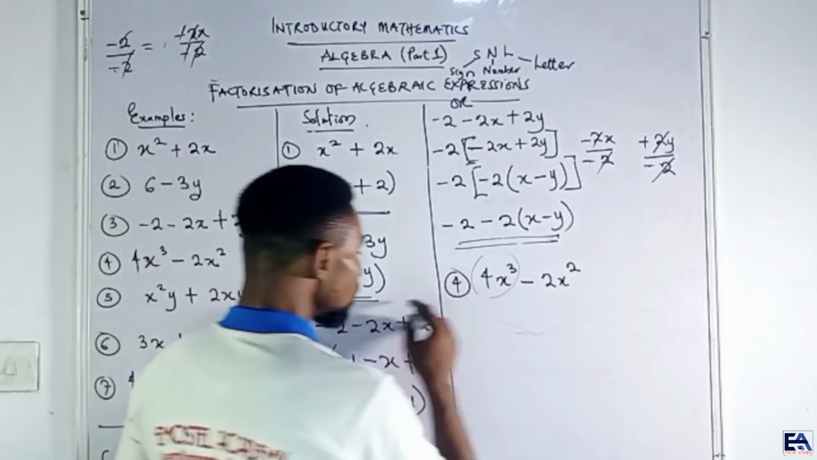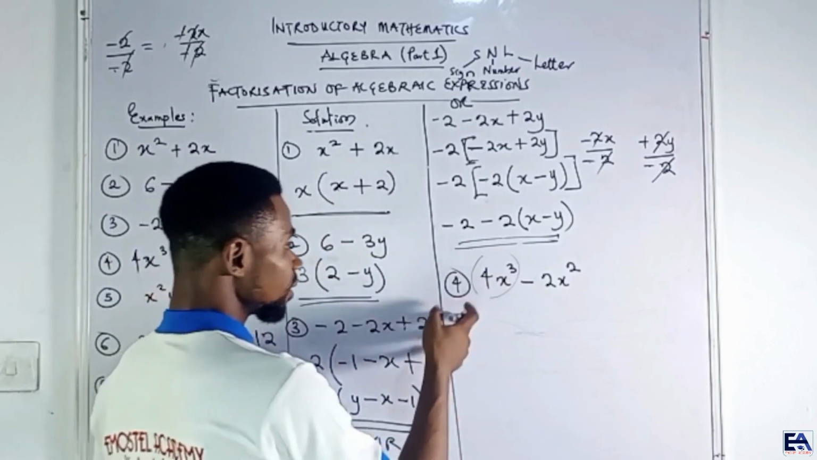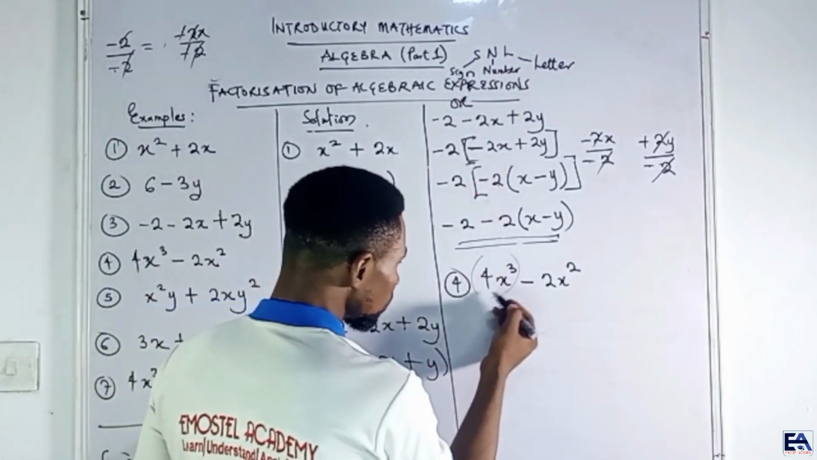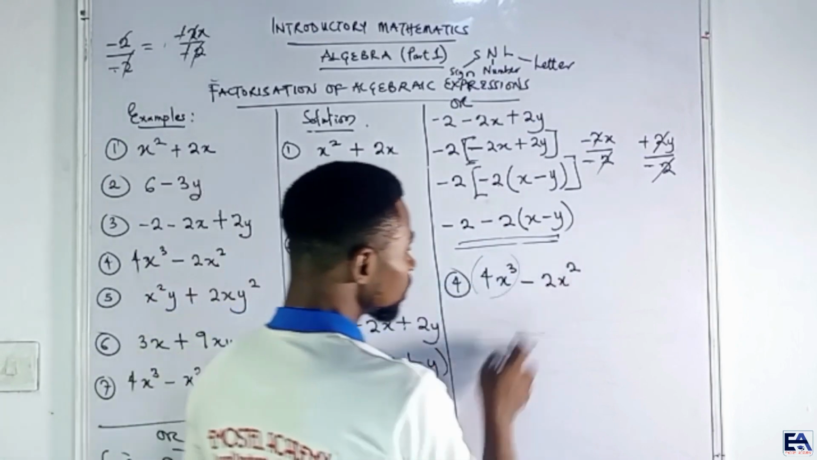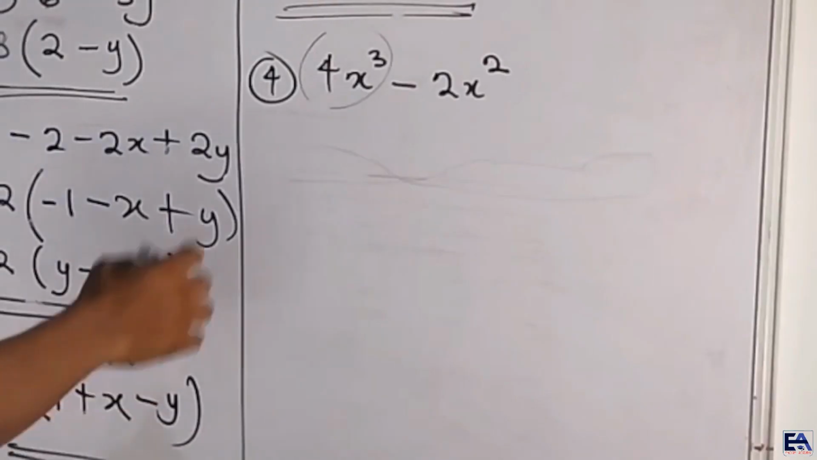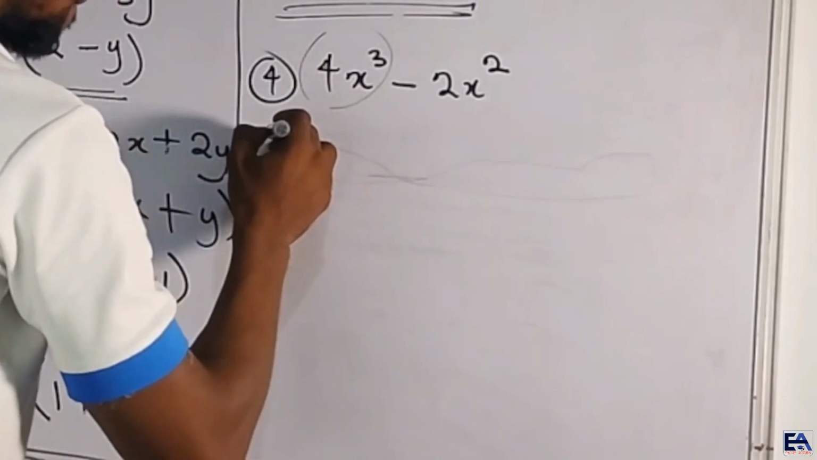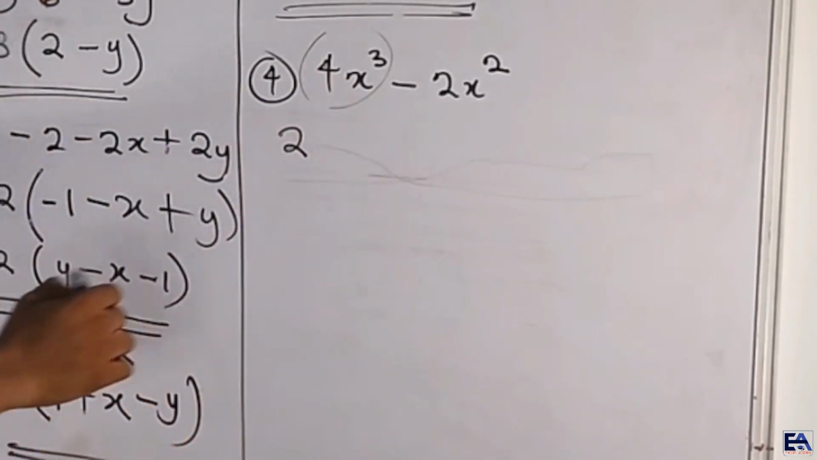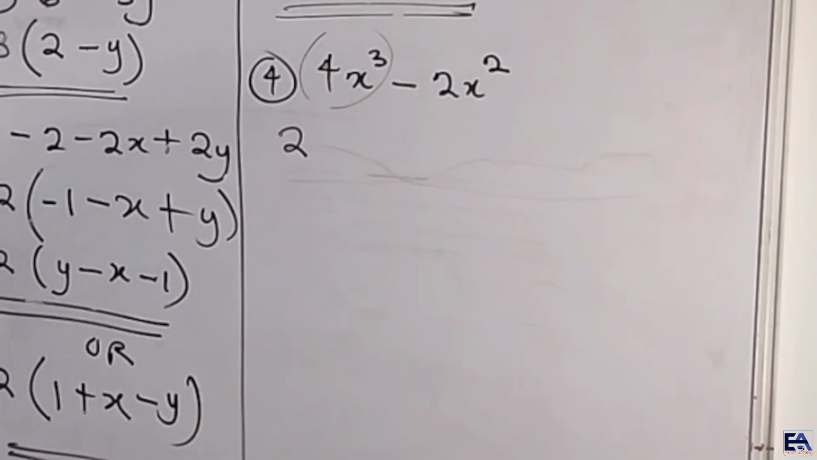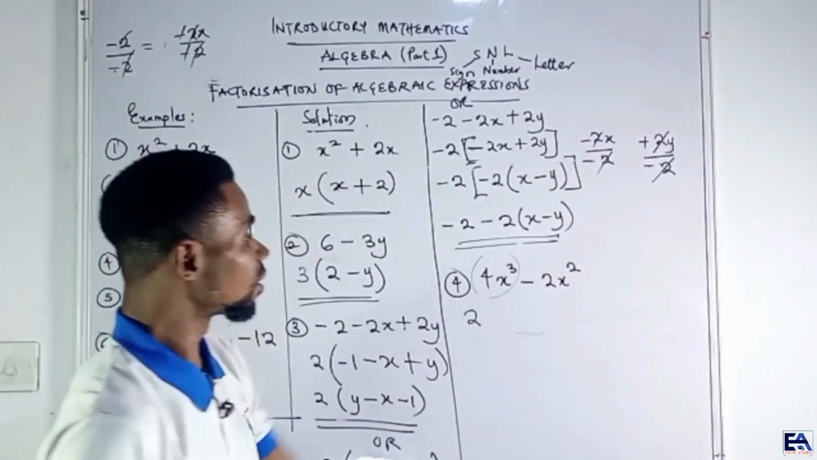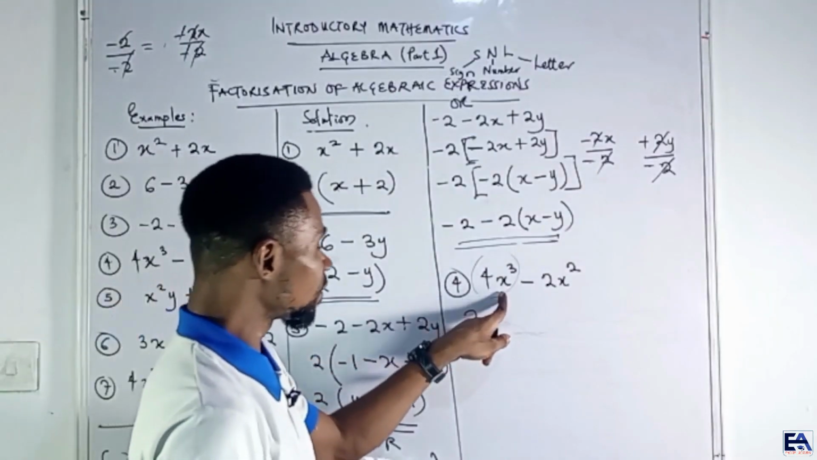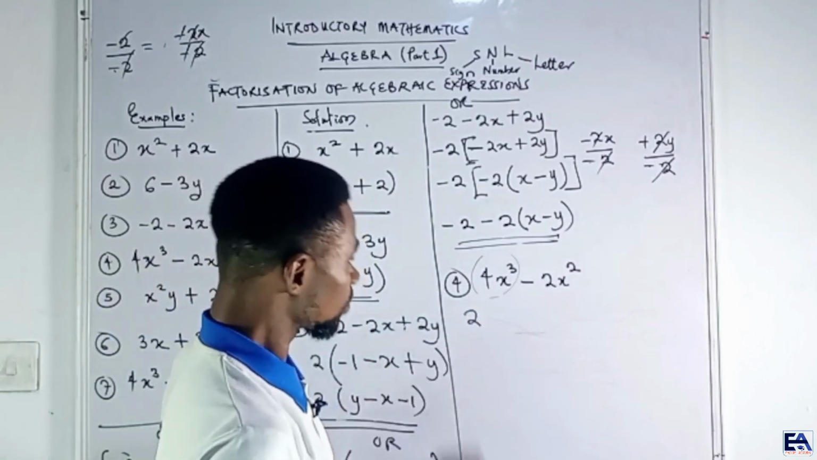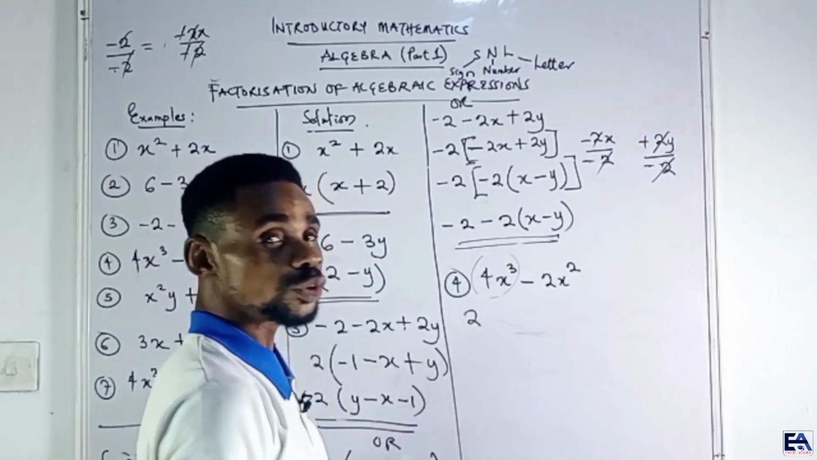So which means positive is a common factor here in terms of sign. Then in terms of number, what is common? If you check, 2 can divide 4 and 2 can divide 2, right? So good. So then you have it this way, 2 as a common factor in terms of number. What else is common? In terms of letter, x can divide, right? X can divide both sides because x can go in x cubed, x can also go in x squared.